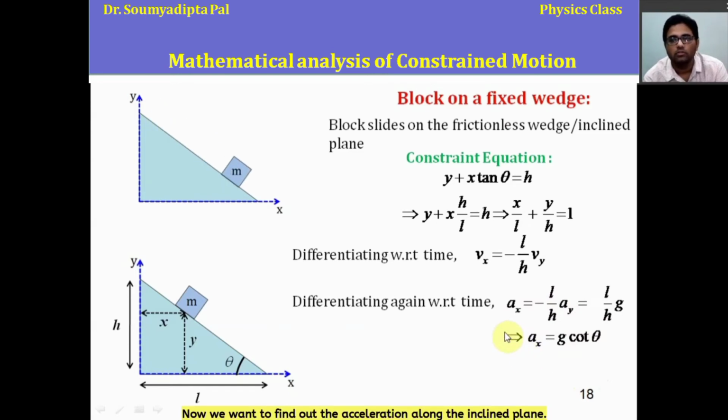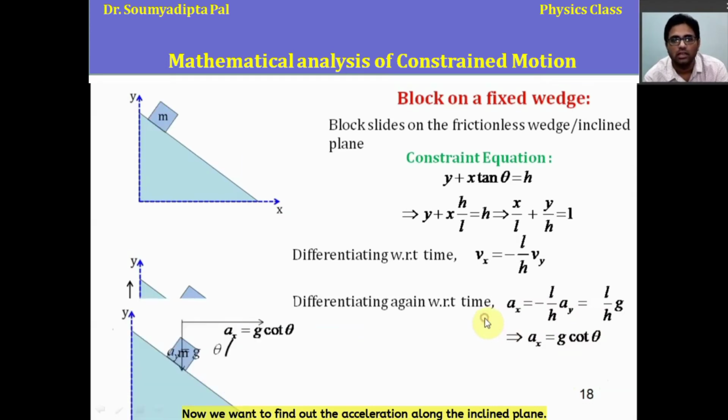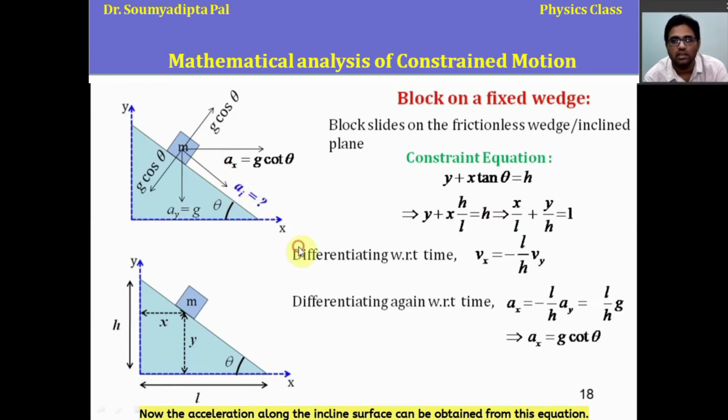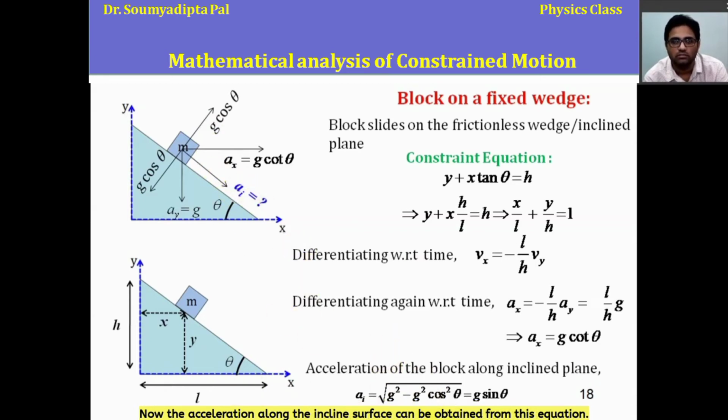Now we want to find the acceleration along the inclined plane. To do that, let's draw the ax and ay components. Then we have to find the component which is perpendicular to the inclined plane. Now the acceleration along the inclined surface can be obtained from this equation. So the value will be g sin theta along this inclined plane, right?